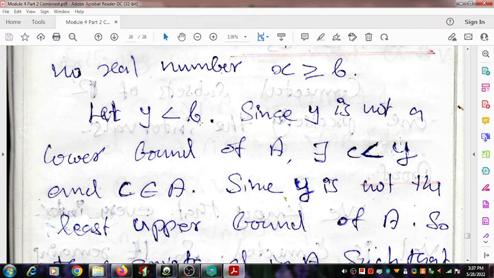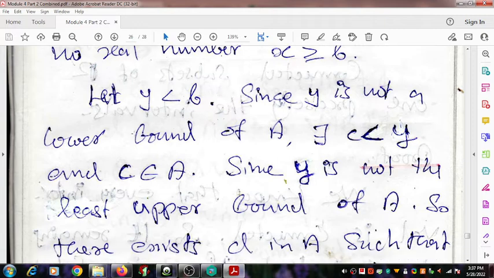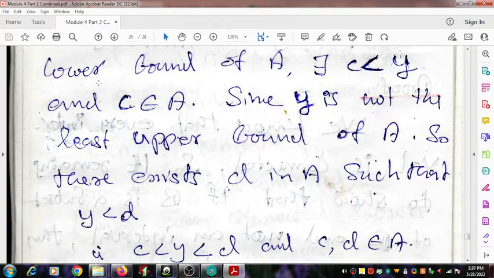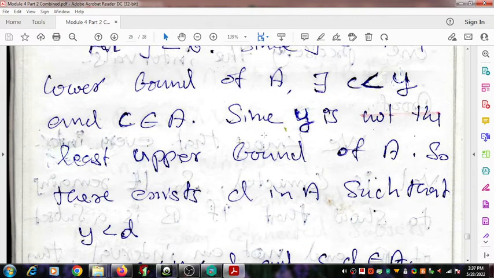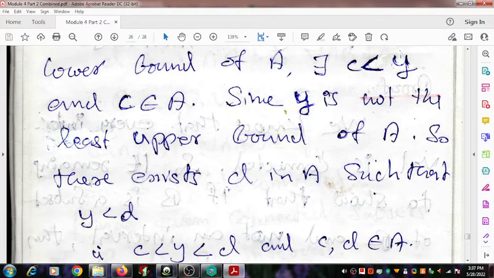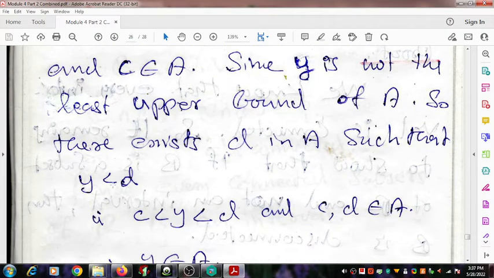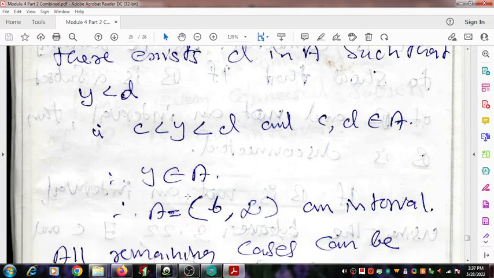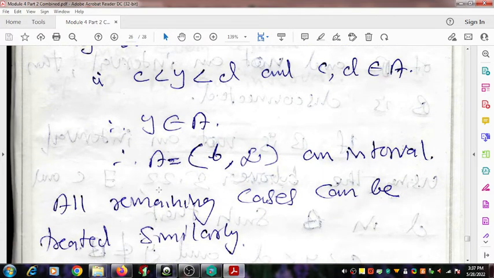Let y be a real number less than B. Since y is not a lower bound of A, there exists c less than y, and c is an element of A. Since y is not the least upper bound of A, there exists d in A such that y is less than d. Therefore c is less than y less than d, and c and d are elements of A, and therefore y is an element of A. Hence A is equal to the open interval (B, plus infinity), so again it is an interval.